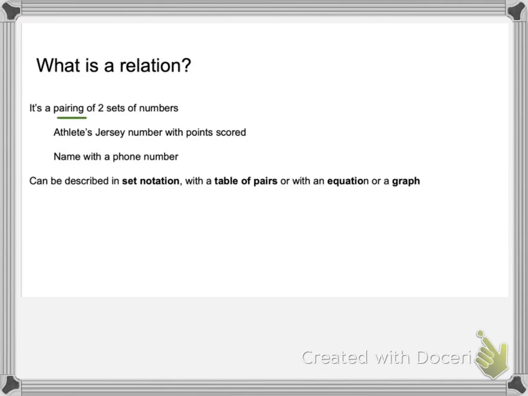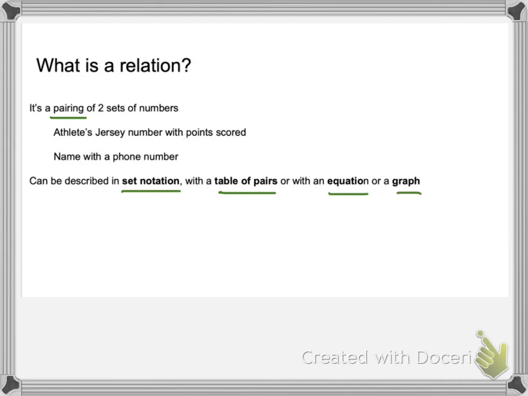A relation is a pair of two sets of numbers. So like an athlete's jersey number with the points that they scored, or a name with a phone number. That's a relationship with two sets of numbers. It can also be described in set notation, so you'll see it in set notation. We'll see it in a table of pairs, with an equation, or a graph.